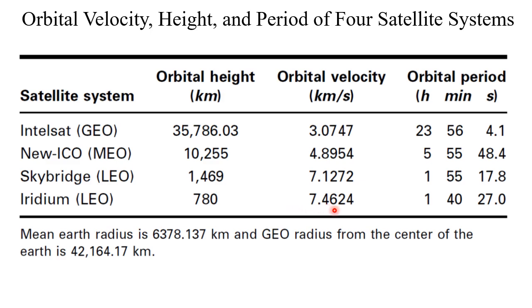It is 7.46 kilometer per second and its time period is really less. That means within just more than 1.5 hours, it actually revolves around the Earth. It completes its revolution around Earth within this much amount of time, right? So from this table, you can have some idea about the velocity as well as the time period and how this velocity and time period are actually determined by the orbital height.